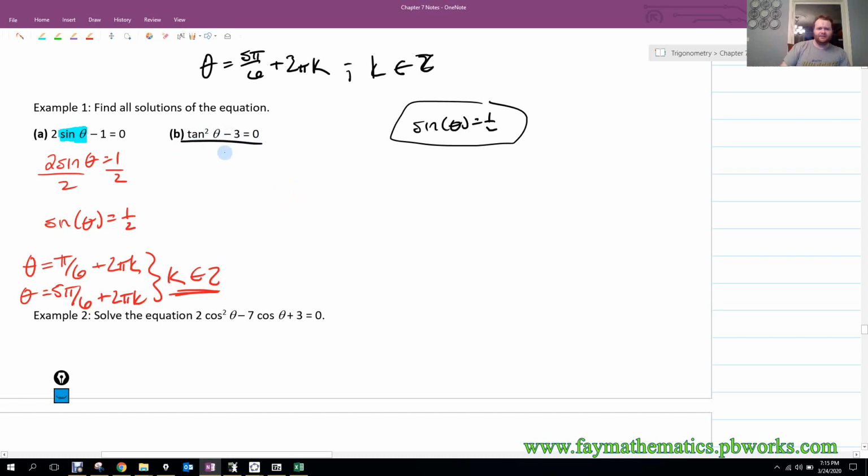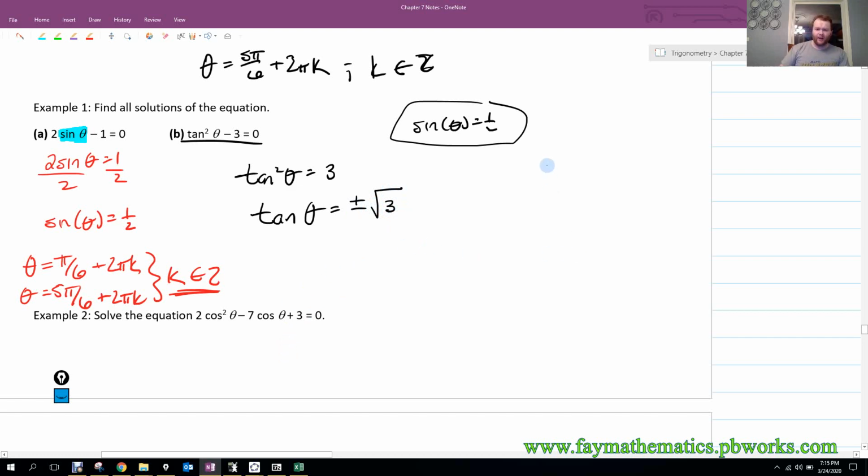So this one here, tangent squared theta minus 3 equals 0. So I'm going to try to isolate the tangent squared. So we get tangent squared theta is equal to 3. Now I'm going to take the square root. So we get tangent of theta, and since I introduced the square root, it's plus or minus radical 3.